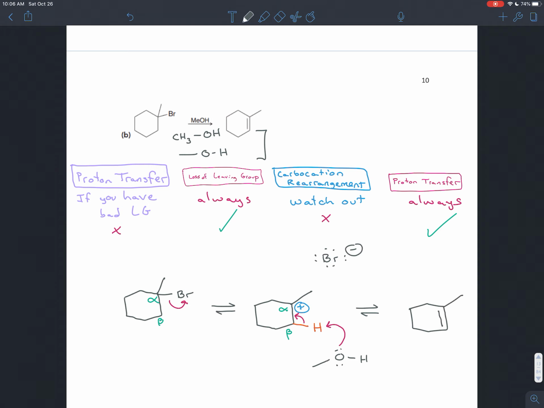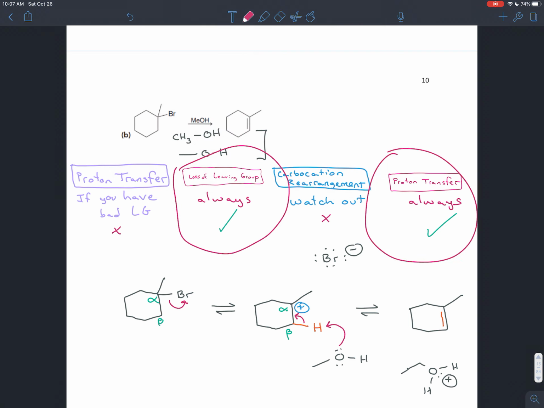And that gives you your product. Now you also have a protonated methanol floating in solution. But again, kind of like with the bromine, that's not our business. We're following the story of this carbon molecule, not all of the rest of the stuff in the beaker. We're only concerned with that when it changes the carbon molecule. So here's your SN1 reaction. A standard, basic SN1 reaction just has the 2 essential steps: loss of a leaving group and proton transfer.